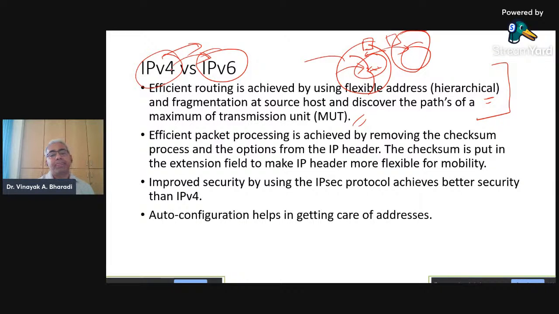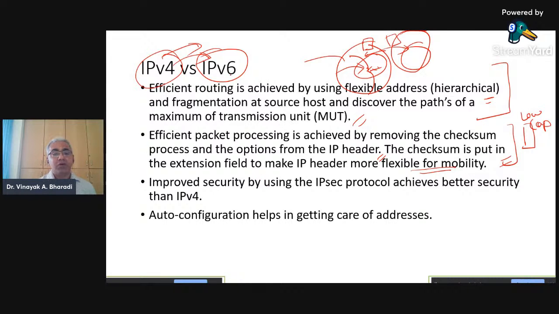Okay, then efficient packet processing is achieved by removing the checksum process. For all packets, now there is no checksum; it depends on the application. That's why the IP header is light in the case of IP version 6. The checksum is put in the extension field to make the IP header more flexible and mobile. So this will allow your low-capacity devices to effectively and efficiently process packets.